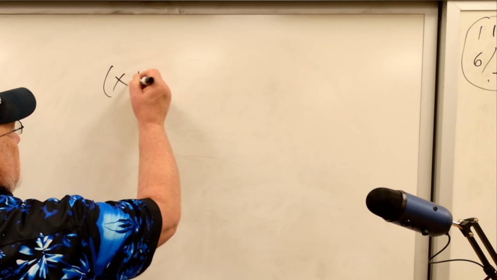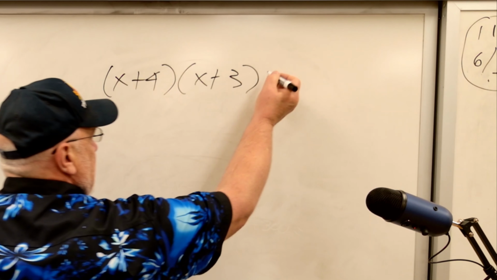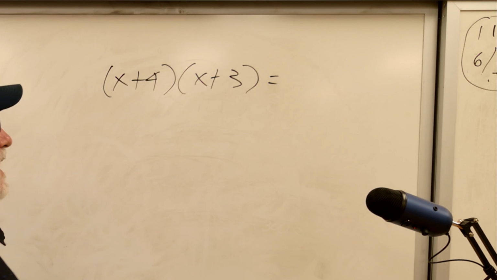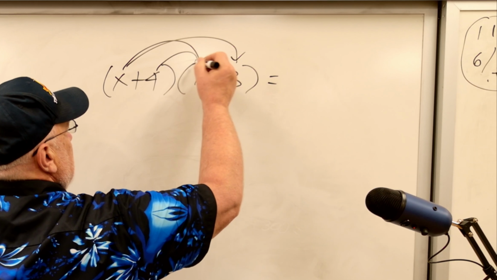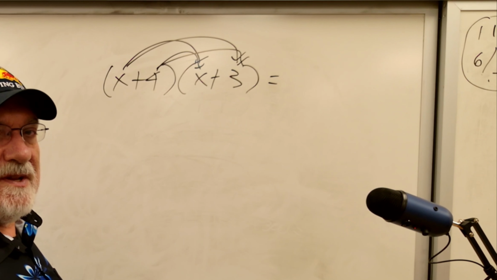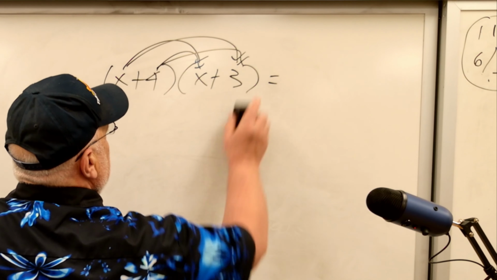All right, so what if you had two things? If you had x plus 4 times x plus 3 equal sign, how are you going to do that? You could just do it on your own. You say, well, I'm going to multiply the x times everything, and then I'm going to multiply the 4 times everything. That's really what we're doing. But we have a cute little way to make that happen, and I'm going to show you that cute little way.